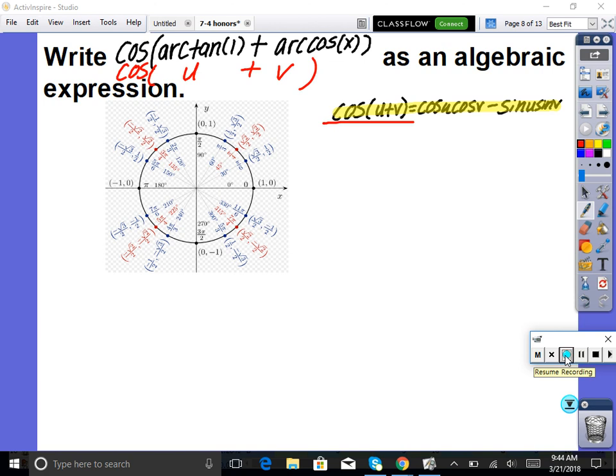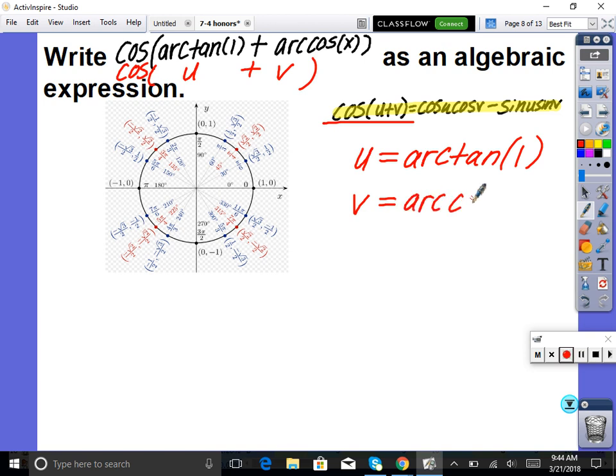So what I'm going to do, first of all, is go off to the side right here and say, let's calculate u. So we can just write u instead of arctangent of 1. Let's write what that answer is. And let's simplify v if possible. This is going to come out a lot easier. It's not going to come out any different of an answer, it's just going to be easier when plugging it in. So u is arctangent of 1, and v is arccosine of x.